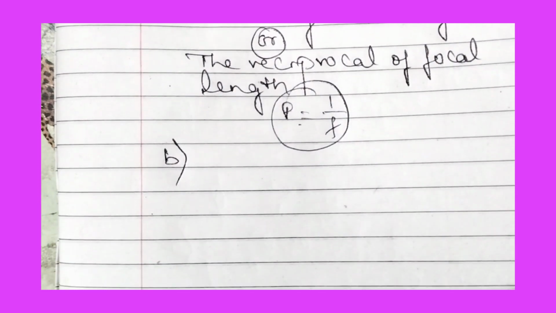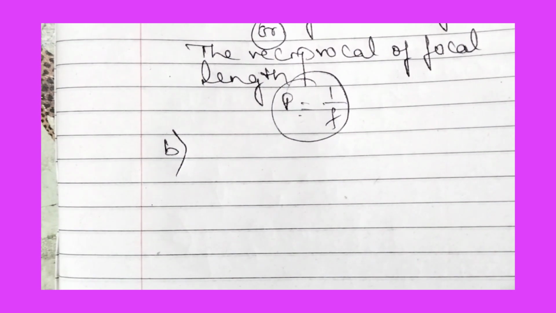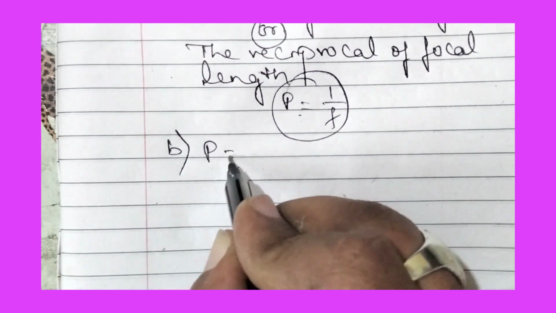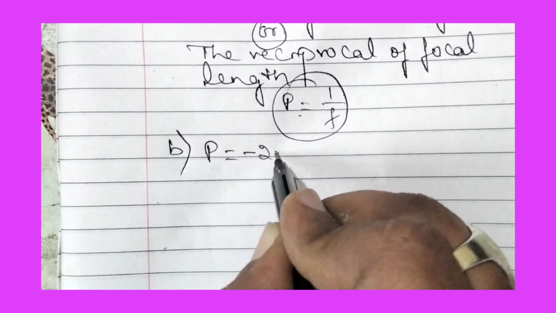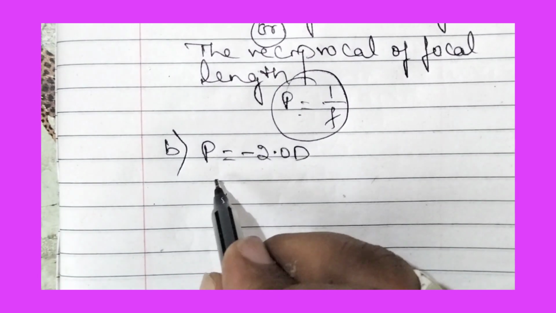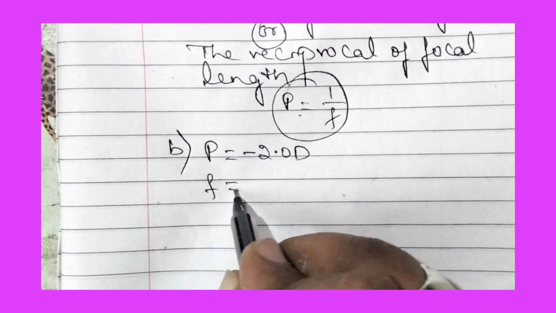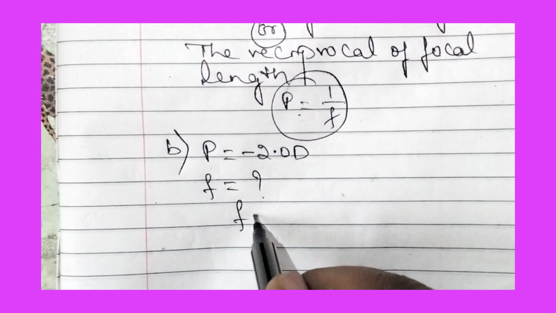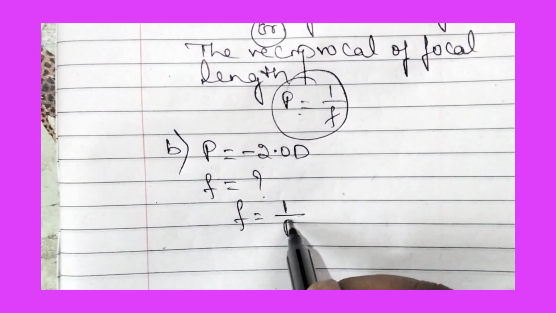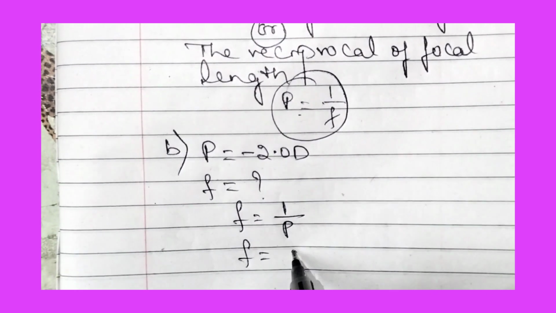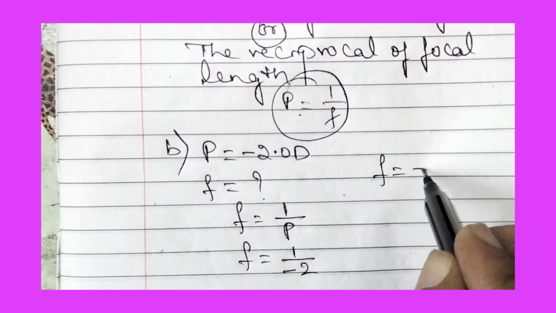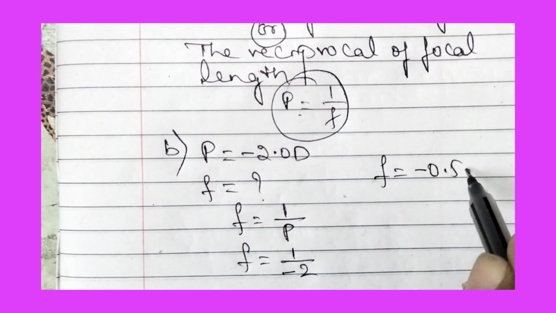In that question they have given, find the focal length of the lens. Power is given as minus 2.0 diopter. So now we have to find the focal length. Focal length we don't know. So what is the relation between them? F is equal to 1 by P. So focal length is equal to 1 by minus 2. So F is equal to minus 0.5 meter.